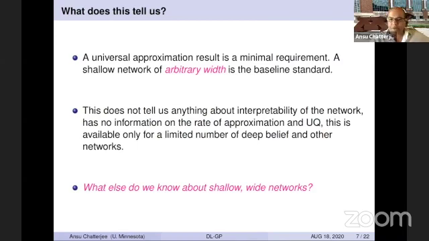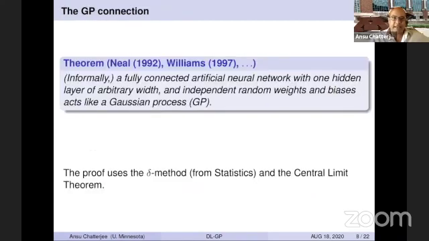So what else do we know about shallow, wide networks? And this is something that Radford Neal, who's actually a very, very brilliant person, contributed tons to this field, came up with in his thesis, that if you take this 2-layer network infinitely wide, what you're pretty much doing is you're doing stuff that a Gaussian process would do. So there is a connection between the shallow, wide network and Gaussian process. So that's the other connection through which we actually get into a probabilistic framework.